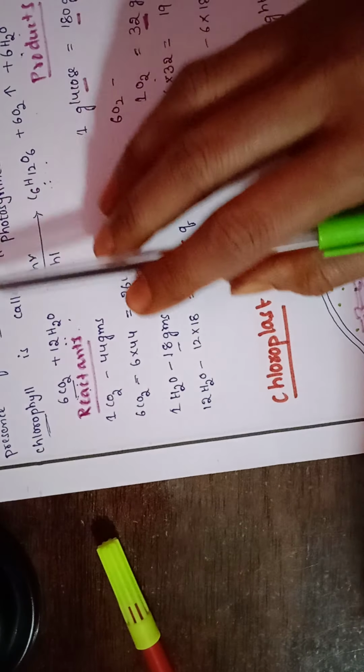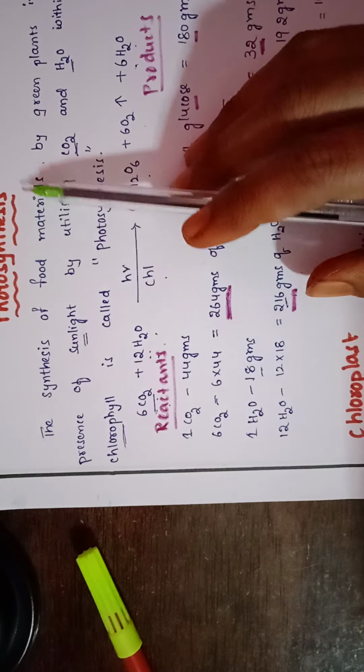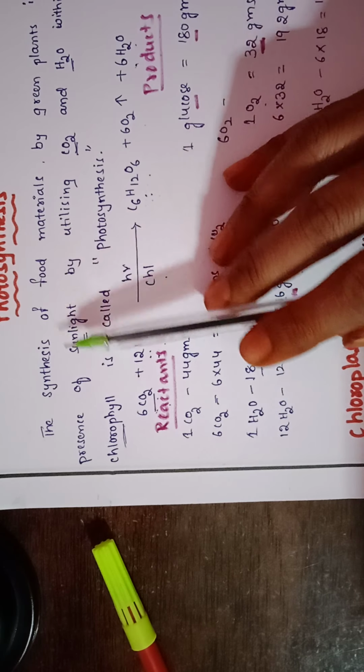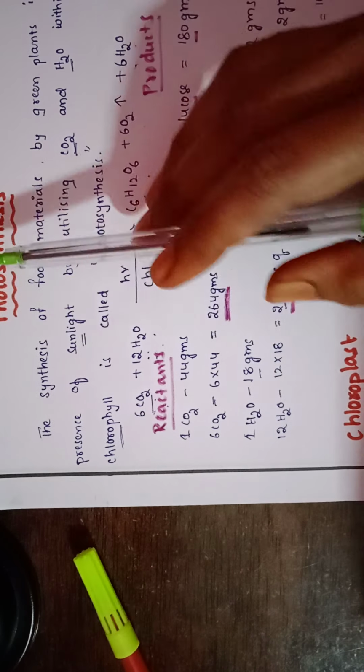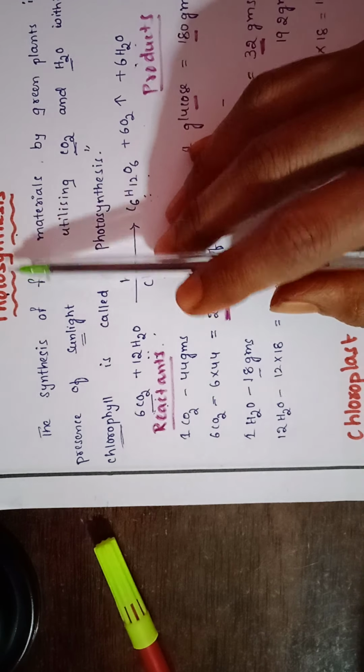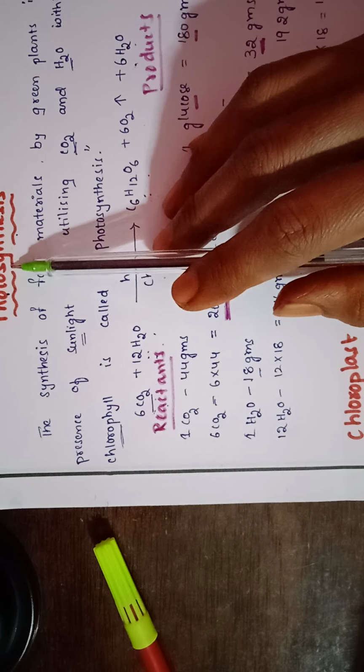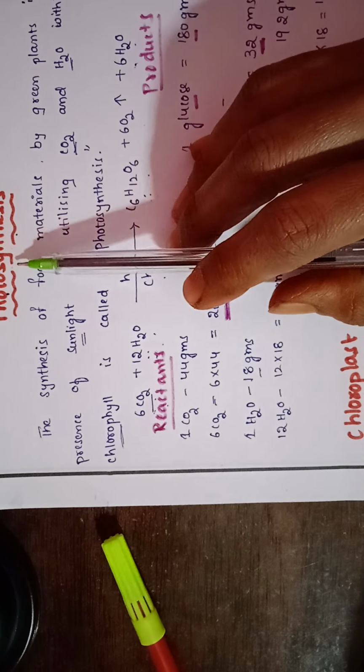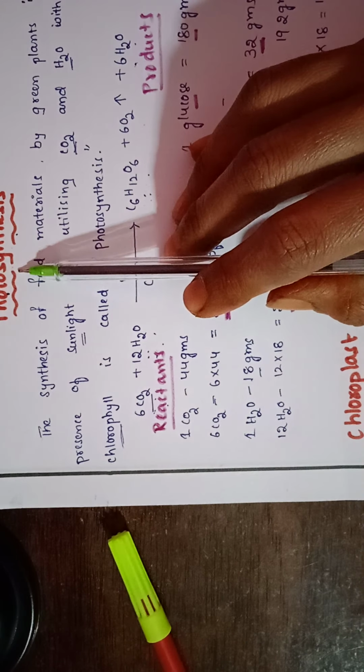Students, in this class we are going to discuss photosynthesis. What is photosynthesis? As all of you know, photo means light and synthesis means preparation. The preparation of food materials in the presence of sunlight. This can happen only in the green colored plants.